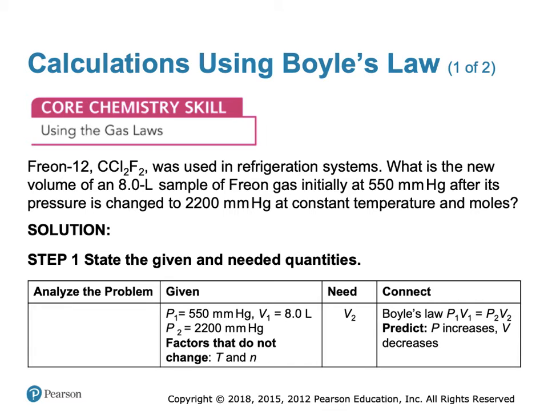So let's do some calculations using Boyle's law. Freon 12 was used in refrigeration systems. What is the new volume of an 8-liter sample of Freon gas initially at 550 millimeters of mercury after its pressure is changed to 2,200 millimeters of mercury at constant temperature and amount? So we write what's given. We have our P1, our V1, our P2. We know that temperature and amount do not change. We need to find V2. So we're just going to plug into our equation P1 V1 equals P2 V2.